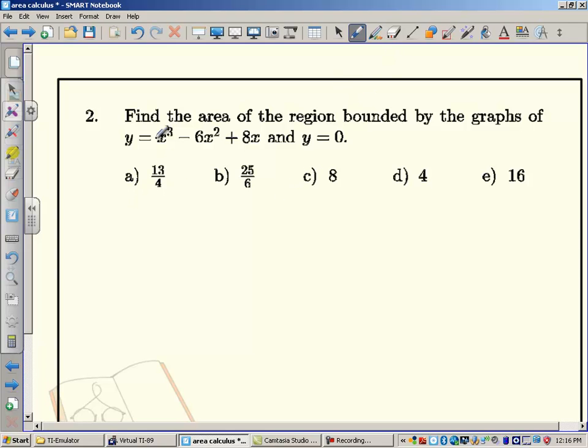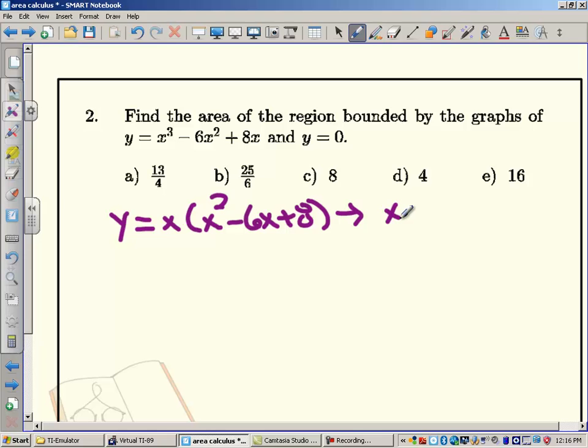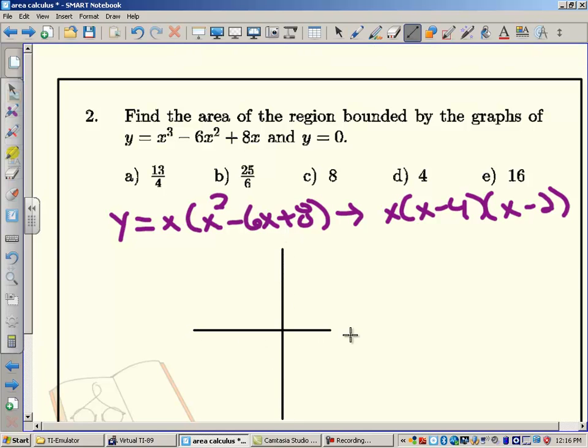So I need to find the zeros of this graph to see if I can graph it. So let's factor it. First of all, we can factor out an x. X squared minus 6x plus 8. And then I can factor some more, so I have x times x minus 4 times x minus 2. This graph has 3 roots. It's a cubic, so it can potentially have 3 roots.